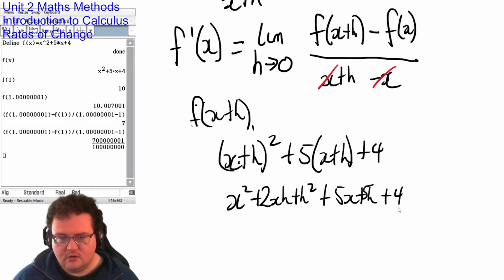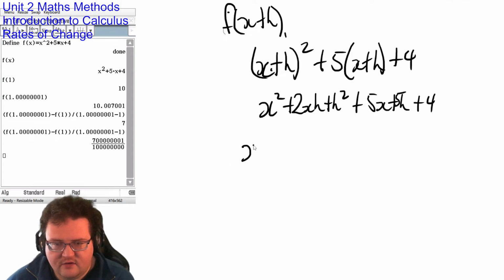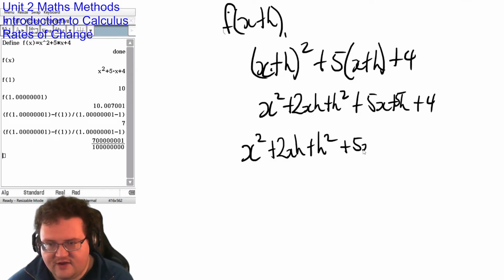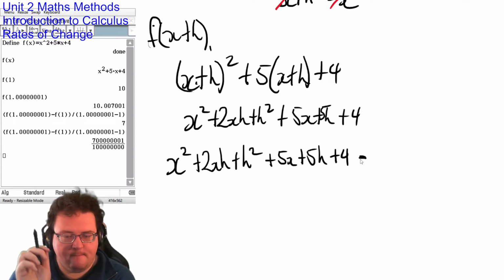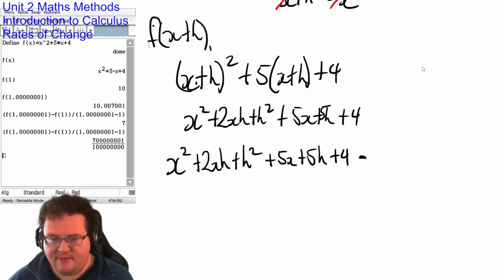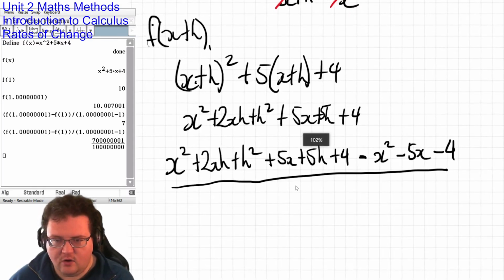Five x plus 5h plus 4. So now what I'm going to do is put this, because this is f of x plus h, into my original equation. And I'm going to put f of x in as well. So I have x squared plus 2xh plus h squared plus 5x plus 5h plus 4. And now I'm going to minus the original equation. Remember, I'm minusing the original equation, so that means it's going to be minus x squared minus 5x minus 4, and that's all over h.